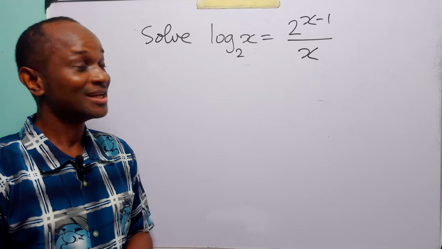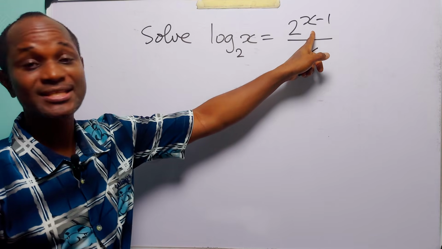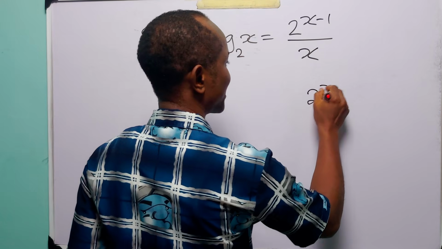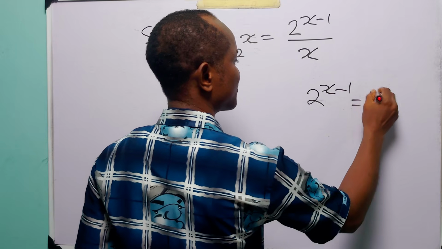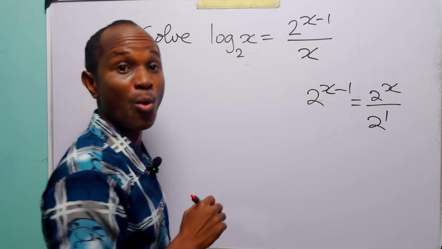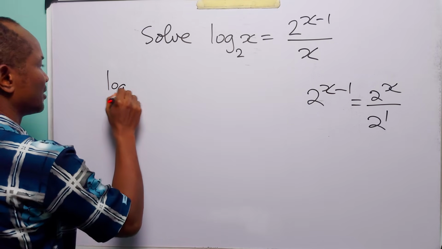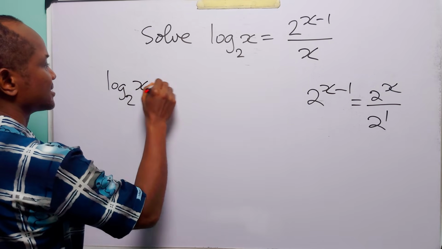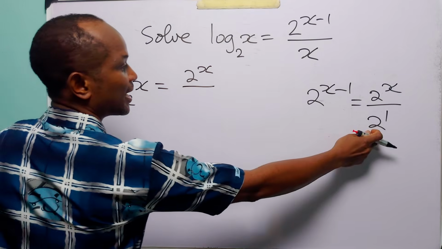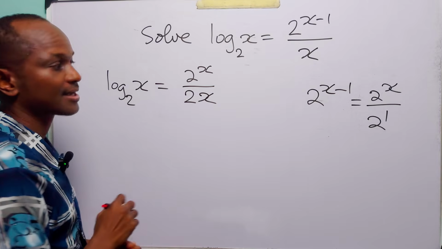Hello and welcome. To solve this logarithmic equation, let us start by expanding this numerator. Of course, you know that from our laws of indices, 2 to the power x minus 1 is equal to 2 to the power x divided by 2 to the power 1. So we can write this as log to base 2 of x is equal to 2 to the power x divided by 2 multiplied by x.